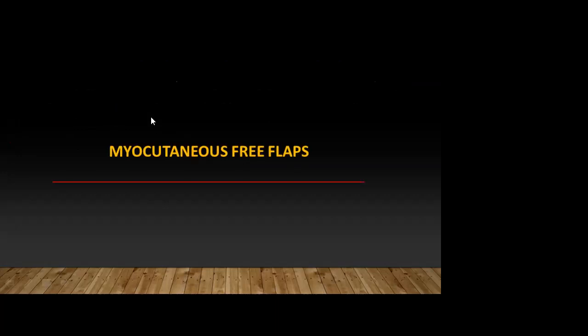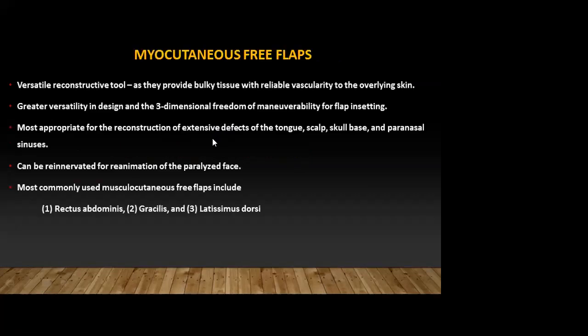With this, coming to the second entity, that is myocutaneous free flaps. Myocutaneous free flaps are a versatile reconstructive tool as they produce bulky tissue with reliable vascularity to the overlying skin. It has greater versatility in design, and there is three-dimensional freedom of maneuverability for flap insetting. It is more appropriate for extensive soft tissue defects of the tongue, and even in the scalp, skull base, and paranasal sinuses. It can be re-innervated for reanimation of the paralyzed face, mainly the gracilis muscle. And the most commonly used musculocutaneous flaps are the rectus abdominis, gracilis, and the latissimus dorsi.